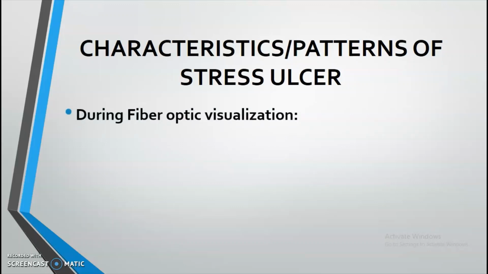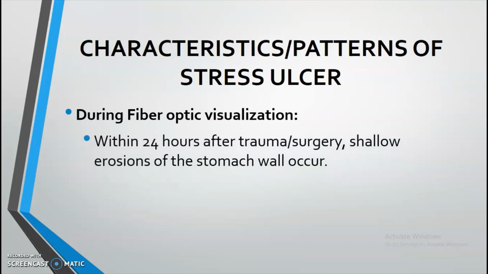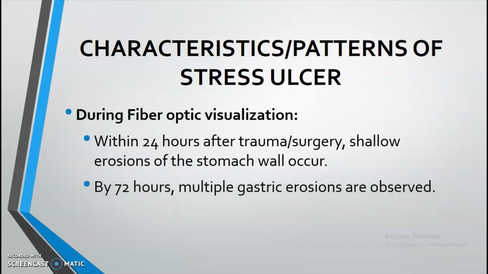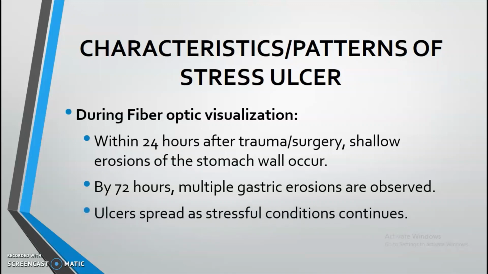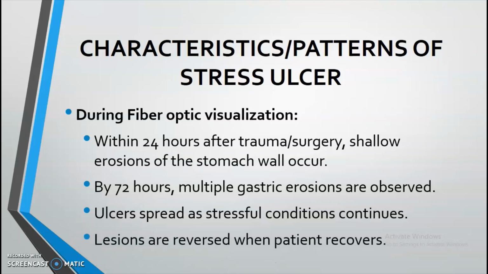During a fiber optic visualization or your endoscopic procedure, we may observe the following. For the first 24 hours after the trauma or surgery, there is the creation of a shallow erosion on the stomach wall. And by 72 hours, multiple gastric erosions are observed in the gastrointestinal lining, either in the duodenum or in the stomach. This ulcer will spread as the stressful condition continues, and once the stressful condition goes back to normal, the lesions are reversed when the patient starts to recover. Okay. So that's the characteristics of your stress ulcer.